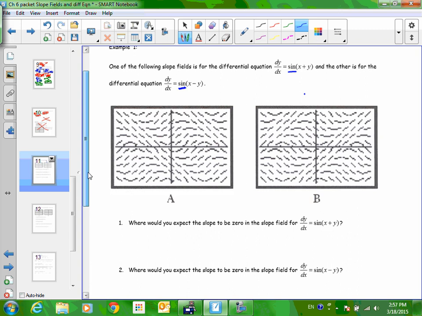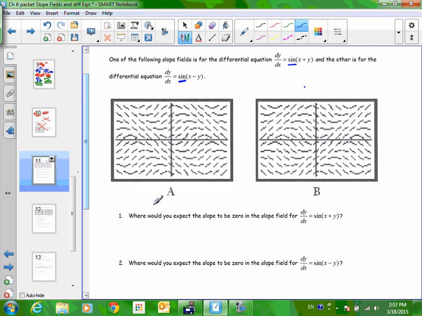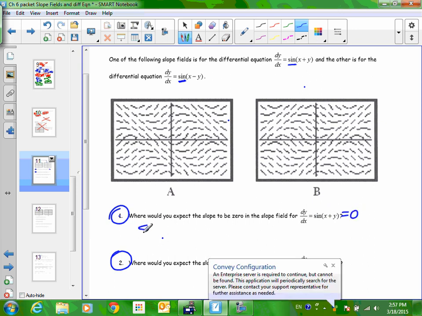Okay, you're going to be fine, okay? One of these belongs to A, one belongs to B. Okay, by answering these two questions, you can figure out which one's which. Zero slope is your friend. All right, so when I want to know if the derivative of sine is 0, sine of what is 0?